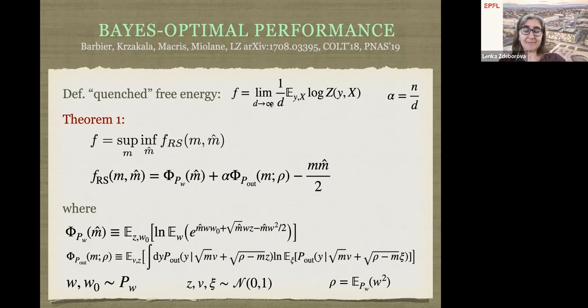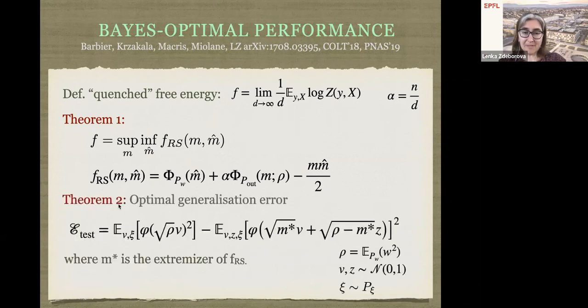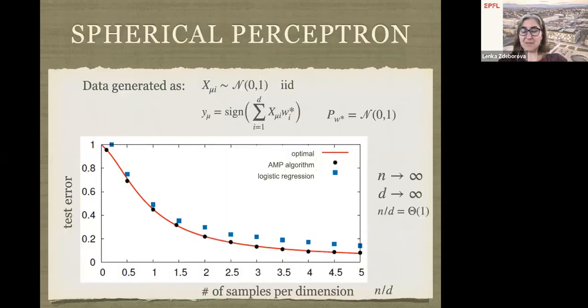And the second part of the theorem is that once we have this free energy, it's very straightforward to derive from it quantities of interest, such as the optimal generalization error. We take the minimizer here and plug it into this expression, and that gives us the test error that no algorithm, no procedure can improve. So once we have this expression, we can plot it. And this is what is done here.